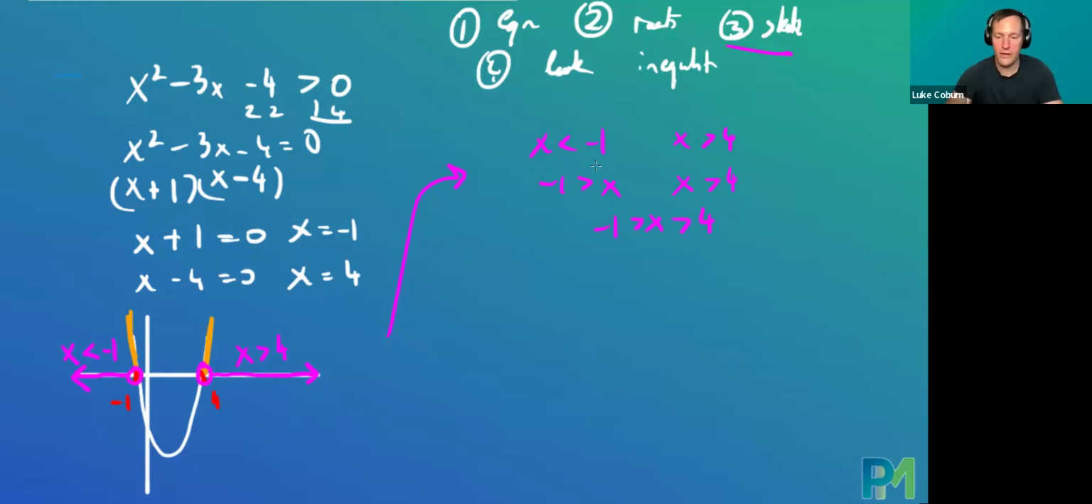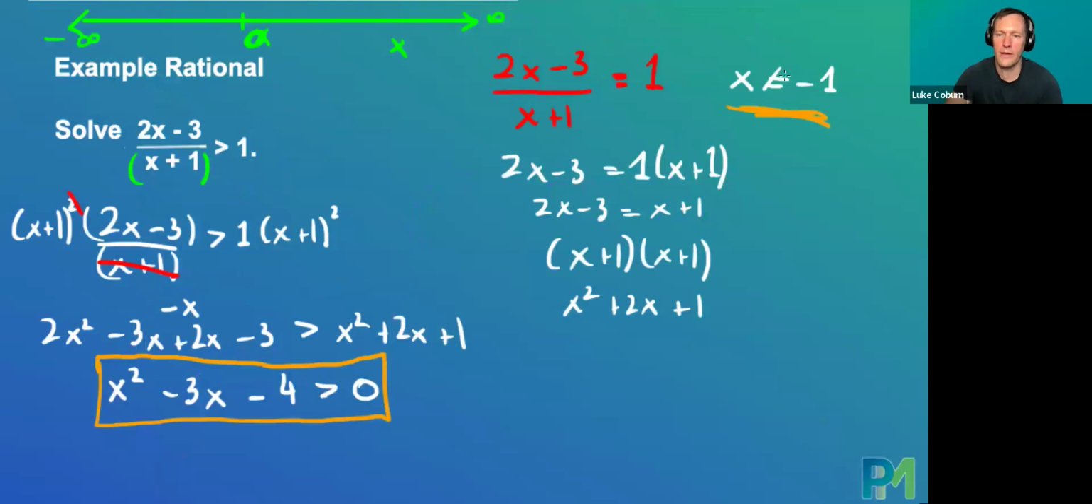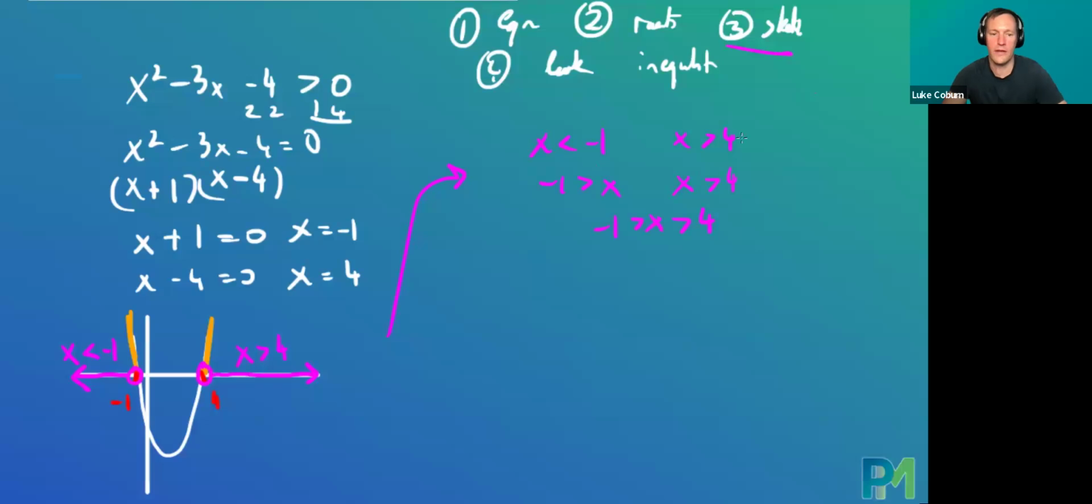That's the answer. Now, I did allude to something that I want to come back to. What about this x is not equal to minus 1? Let me just briefly mention this. So let's just draw the graph again.